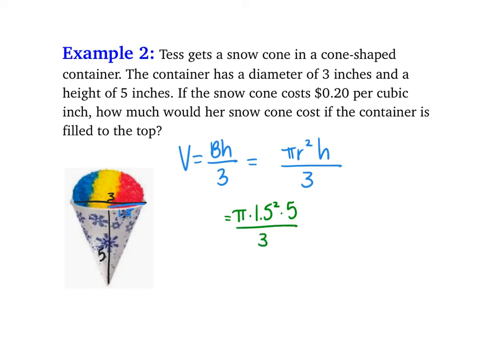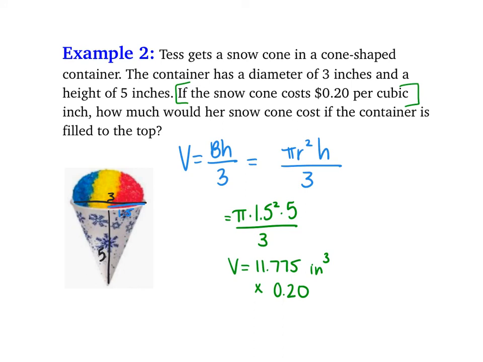So let's see what we get. We have the volume is 11.775, and the units on that would be cubic inches. Once I have the volume, then I can look at that second piece of information that says it costs 20 cents per cubic inch. So if that's how many cubic inches I have, I'm going to multiply that by the cost per cubic inch, so times 0.2.